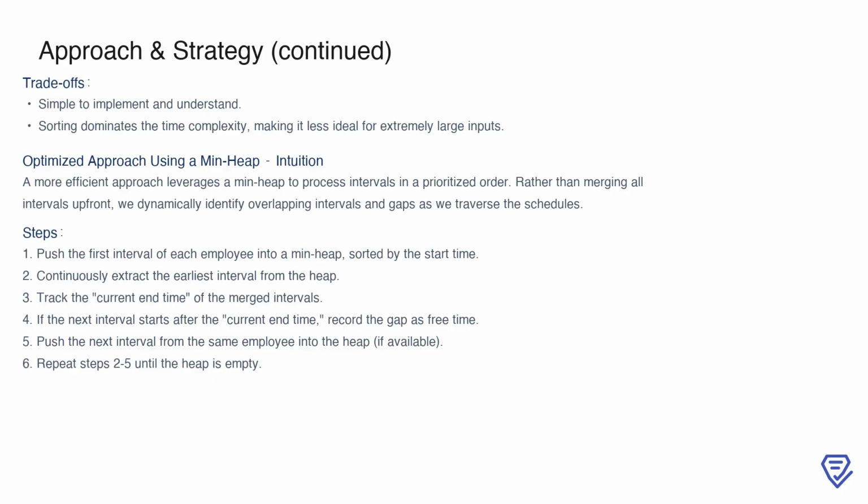As we process each interval, we maintain a current end time to track the end of the last merged interval. If the next interval starts after this current end time, the gap between the two is recorded as free time. After processing an interval, the next interval from the same employee is added to the heap, if available. This continues until the heap is empty, ensuring that we process each interval efficiently while identifying all gaps.